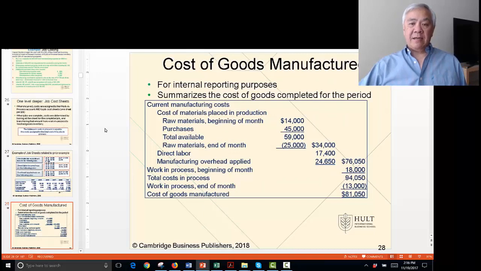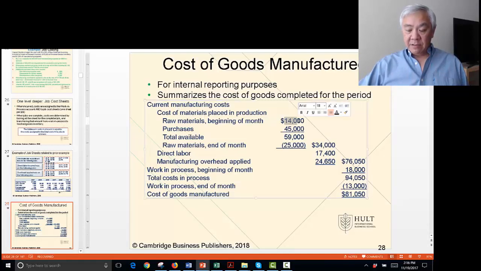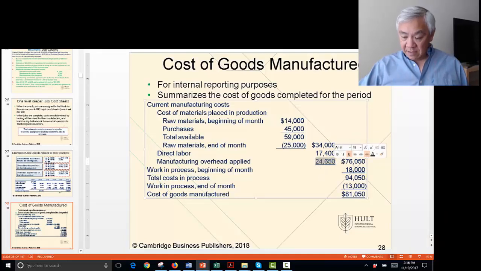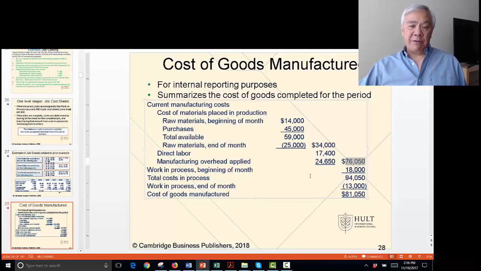Cost of goods manufactured is an overall summary of how much cost we put into products this month or this period, whatever our reporting period is. We look at current manufacturing costs, and we have raw materials: beginning raw materials, plus purchases, minus the end of month. So this is the amount of raw material we used. Next is direct labor. How much labor did we use on manufacturing? Next is the overhead applied through, say, POHR. This number here represents the cost added during this month in the 3 items of labor, materials, and overhead.